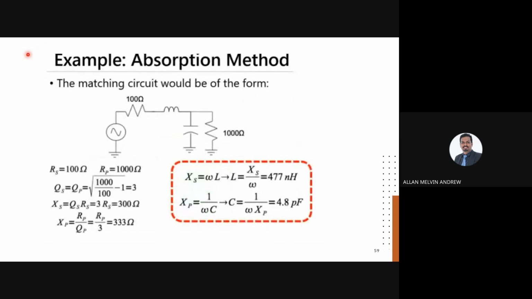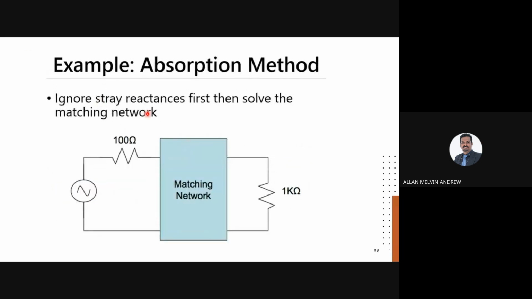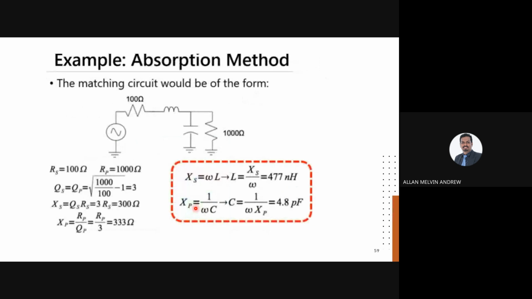Okay, so first we ignore the stray reactances. Then we try to find out what values are needed in the matching network, and then we replace it accordingly. Okay, so one example, the same question.